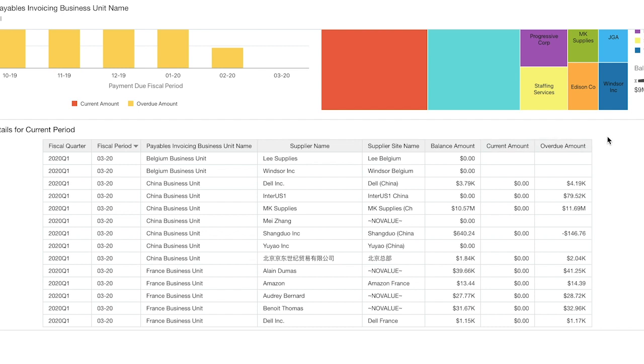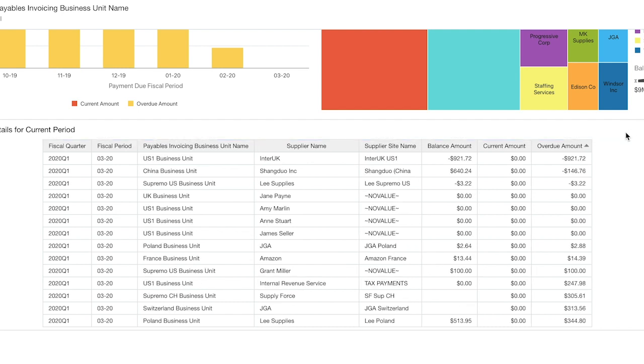And what's great about this report is that we can also change the look of it in real time. And so with the overdue amount, we're able to now filter by ascending or descending view without having to change an application or put this into an Excel report.